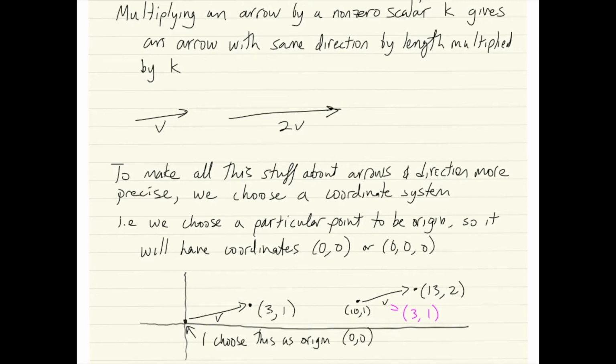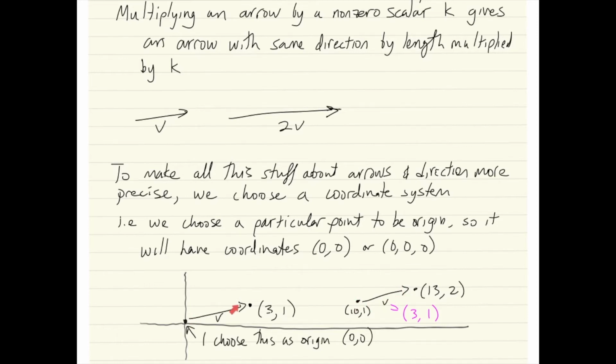So this is the origin, here's the y-axis, here's the x-axis, and then this point way out over here is maybe at 10, 1, and I have another vector that starts at 10, 1 and ends at 13, 2, and this arrow is equivalent to this arrow here. Sometimes I'll say that these two vectors are equal, even though they start and end at different points. So that's a little bit funny thing about vectors, that we're working up to an equivalence relation.